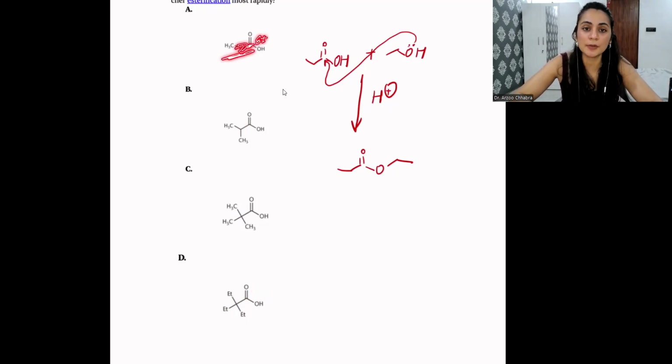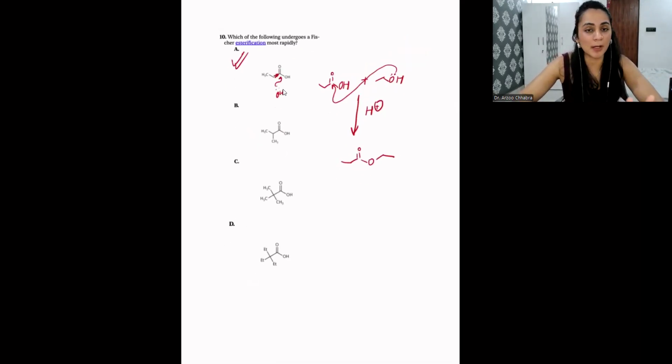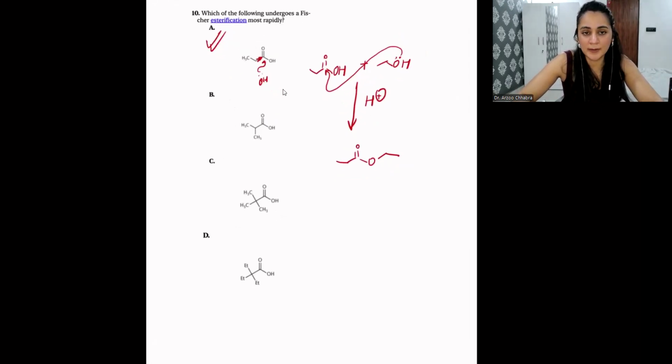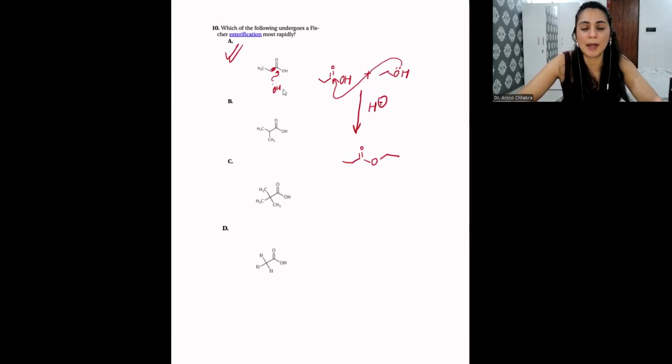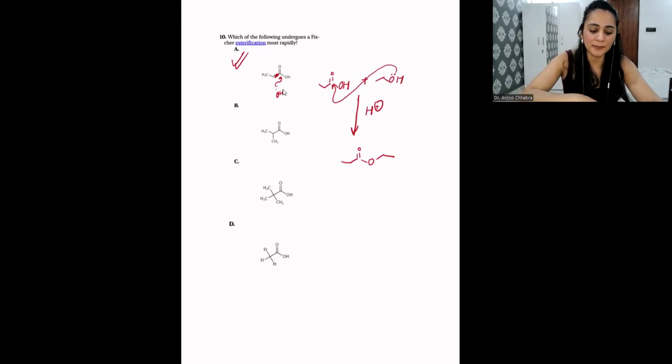The other thing is sterics. Sterically it is also favored, because B, C, and D would be sterically hindered when the alcohol is reacting here. So sterics and electronics both favor option A as the correct answer for this problem. And so A will undergo the reaction most rapidly, or the fastest. These were all the problems.